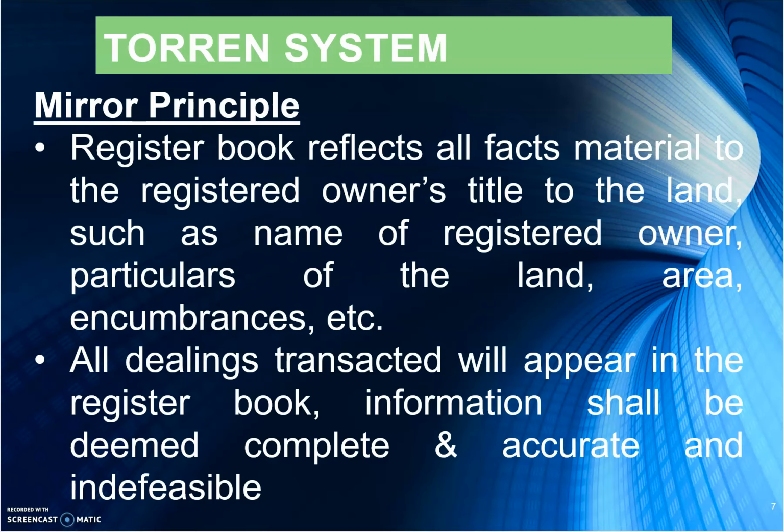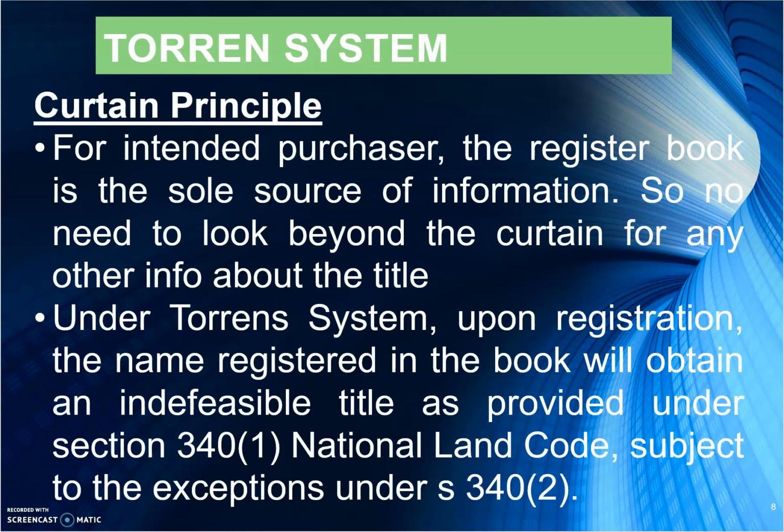Now, for the Curtain Principle, for an intended purchaser, the register book is the sole source of information. So if you want to know anything, you just go to the land office, you do a search, and then they're going to give you details of the register. So you don't need to look beyond the curtain, you don't need to go behind it. Whatever is in the register book is the information.